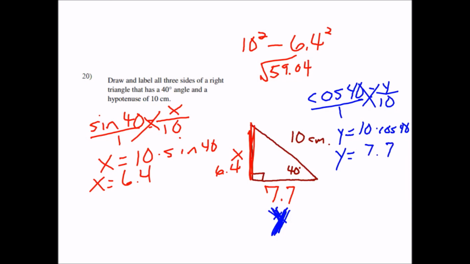Okay, and that's setting up trig ratios and then solving to find a missing side, using inverse trig functions to find missing angles. So hopefully this was a help.